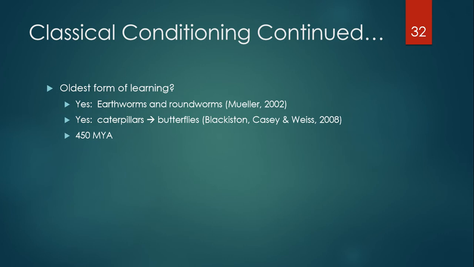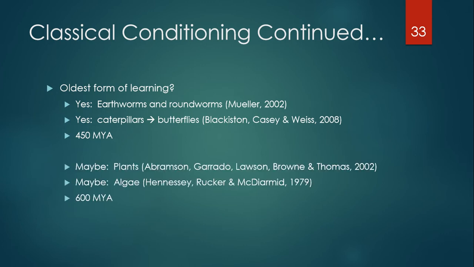It was about 450 million years ago that we shared an evolutionary ancestor with invertebrates. So the fact that invertebrates like earthworms and roundworms have classical conditioning, and we as humans also have classical conditioning, suggests that classical conditioning was on the planet at least 450 million years ago, back when we shared a common ancestor with invertebrates.